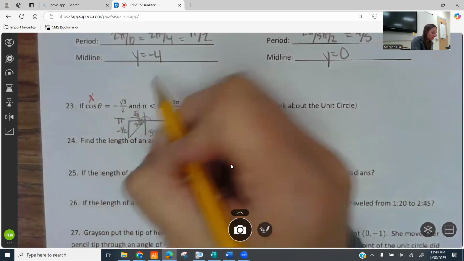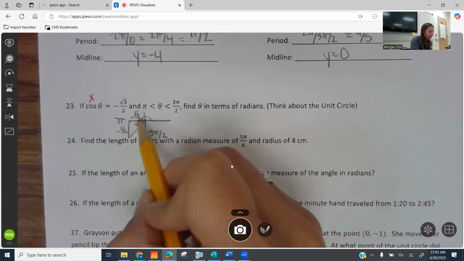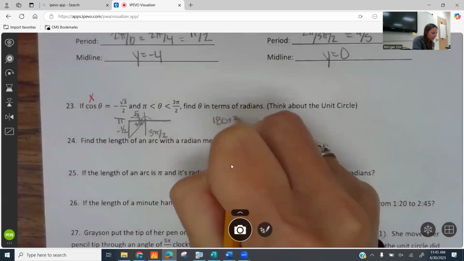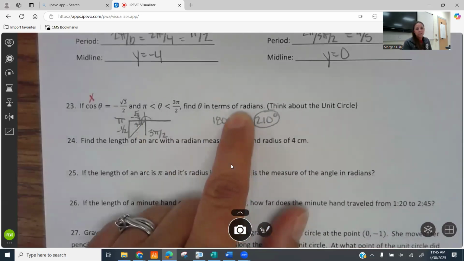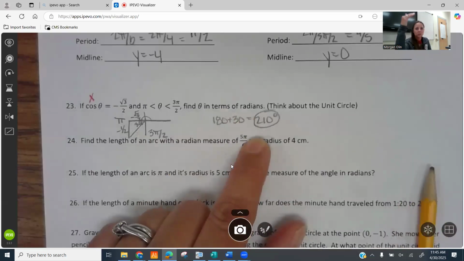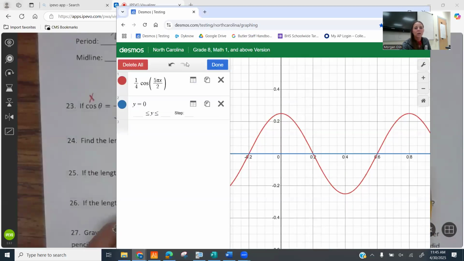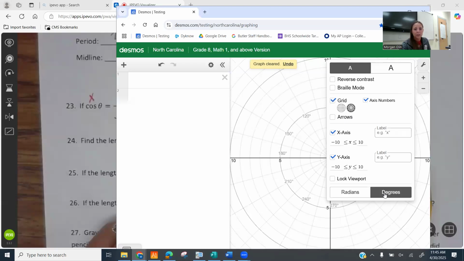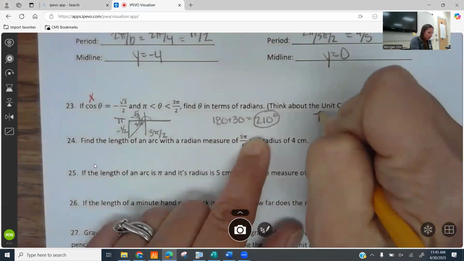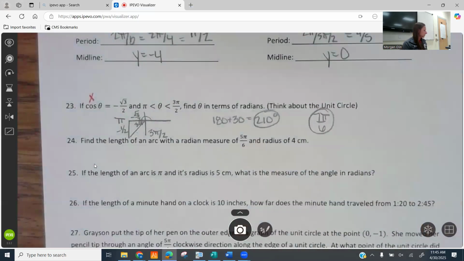So when I go all the way around to 180 plus 30 degrees, that gives us 210. However, you want it in radians. You can transform this by doing 210 over 360 equals the radians over 2 pi, like I was doing earlier, or you can take the unit circle here and say, when it's in degrees, 210 is here. When I change that to radians, that's 7 pi over 6. So 7 pi over 6 would be it in radians.